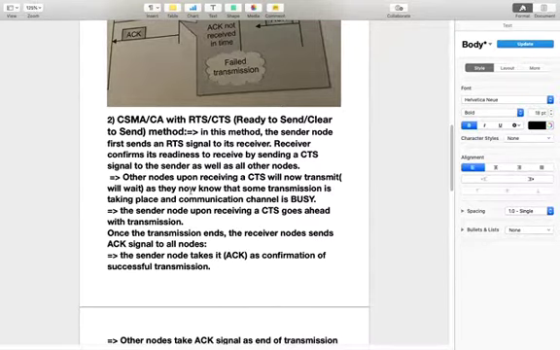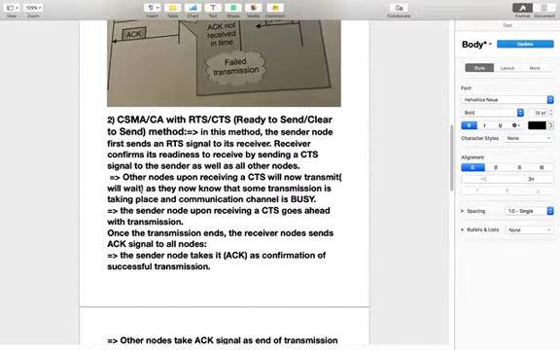Our second method is CSMA/CA with RTS/CTS. RTS stands for ready to send, and CTS for clear to send. In this method, the sender node first sends an RTS signal to its receiver. It means the sender is ready to send the data, so the signal is sent to the receiver. The receiver confirms its readiness to receive by sending a CTS signal, meaning it is ready to receive the data, or clear to send, to the sender as well as the other nodes.